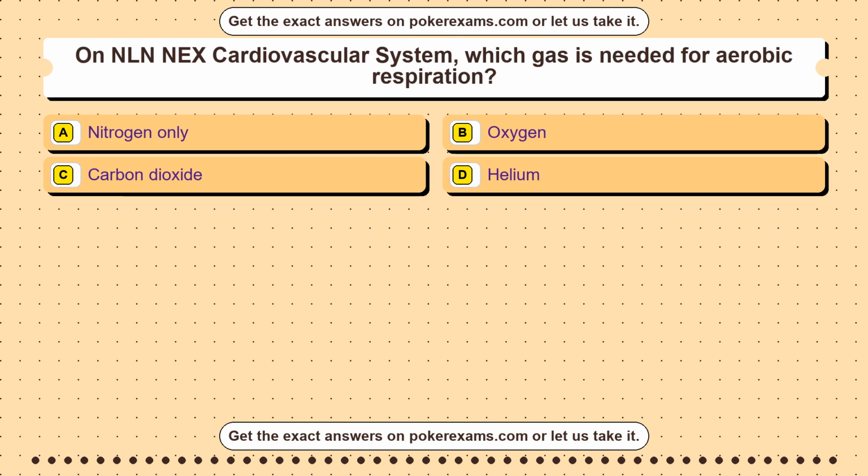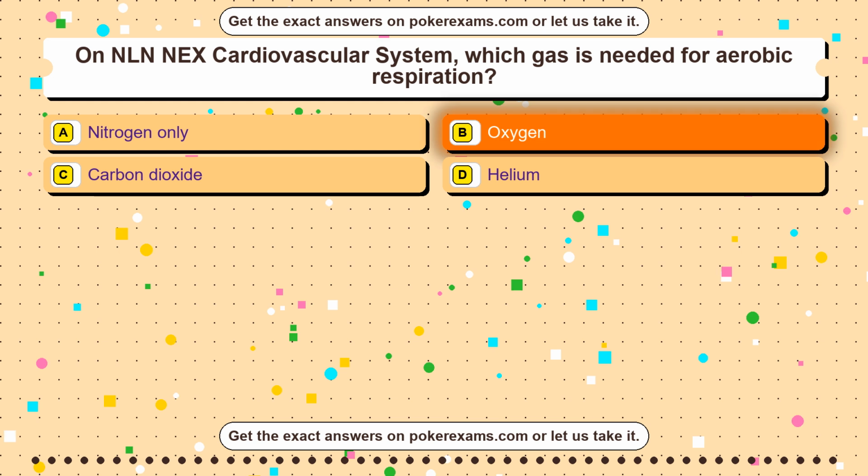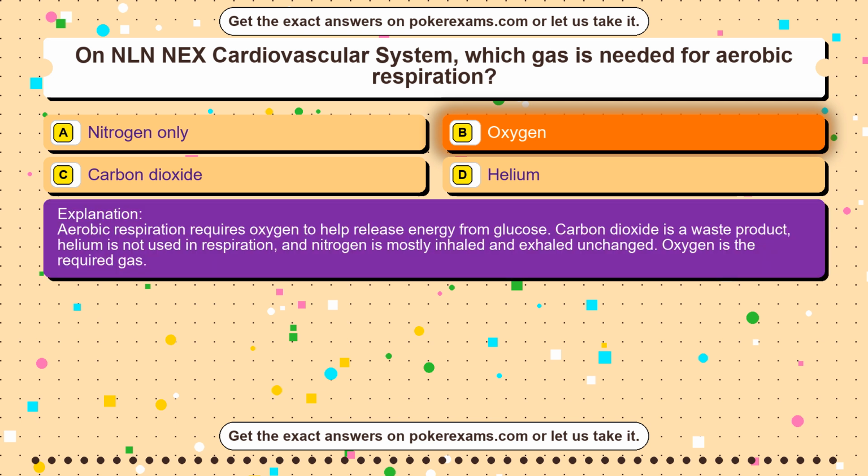Question 4. On NLN NEX Cardiovascular System, which gas is needed for aerobic respiration? Option A, nitrogen only. Option B, oxygen. Option C, carbon dioxide. Option D, helium. The correct answer is option B, oxygen. Aerobic respiration requires oxygen to help release energy from glucose. Carbon dioxide is a waste product, helium is not used in respiration, and nitrogen is mostly inhaled and exhaled unchanged. Oxygen is the required gas.